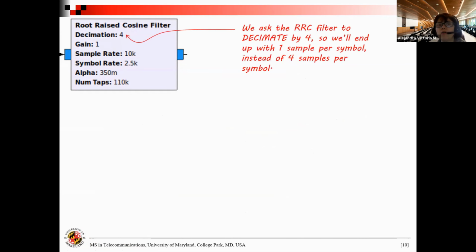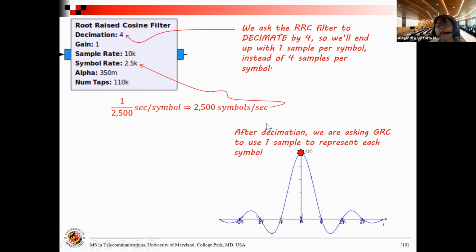All right. So we are asking the following root raised cosine filter to decimate by 4. Remember, we talked about decimation. That's when you throw away 3 out of the 4 samples. So we're going to end up with 1 sample per symbol instead of 4 samples per symbol. So we know that the symbol rate, 1/2500 seconds per symbol, 1 over that is 2,500 symbols per second, which is what we're going to enter into the root raised cosine filter parameter.